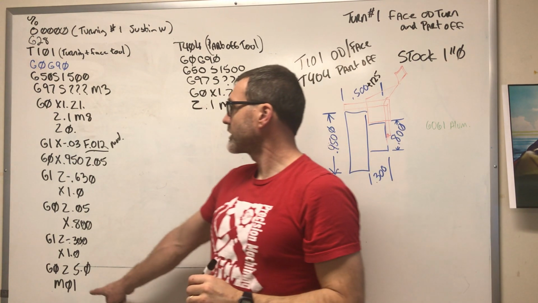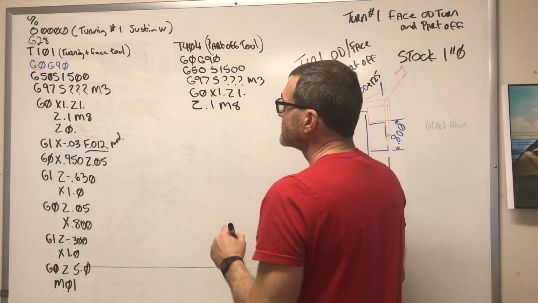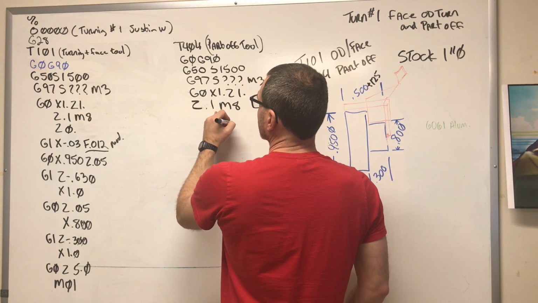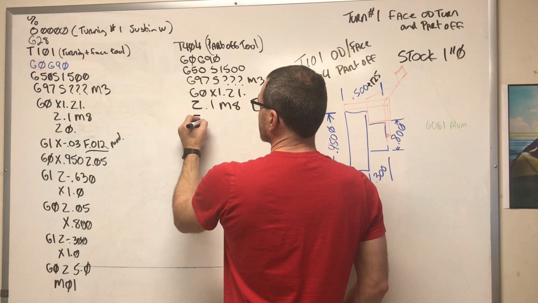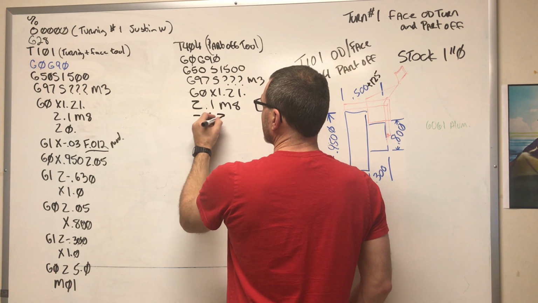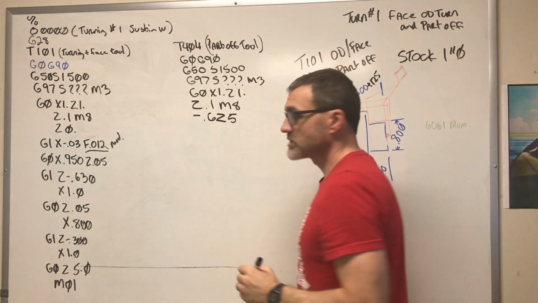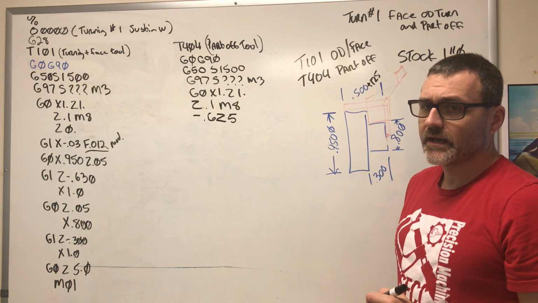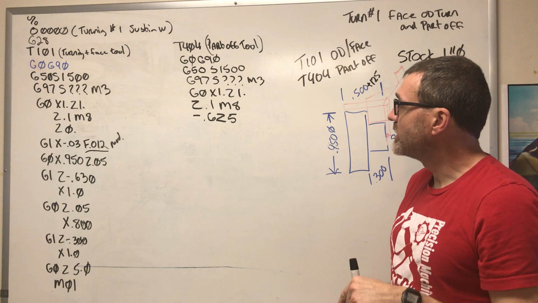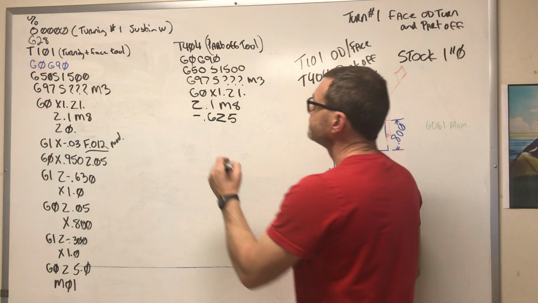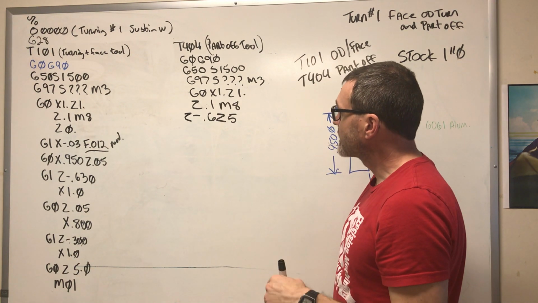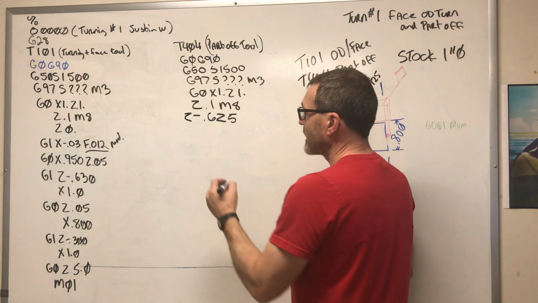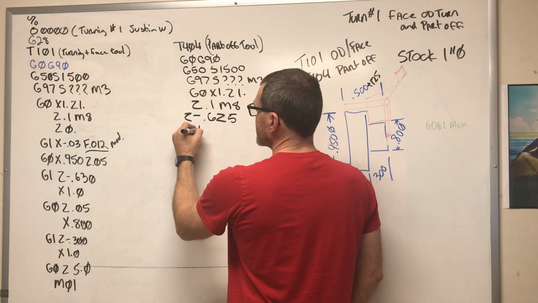My coolant turned off whenever I did my optional stop. And so I've got to 100 thousandths. I'm going to do a rapid move back, minus 625. Okay, so I'm back 625, Z minus 0.625. Now what I've got to do is feed down to finish that part out. So I need to switch into G1.